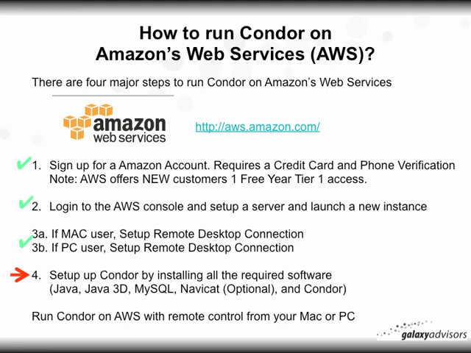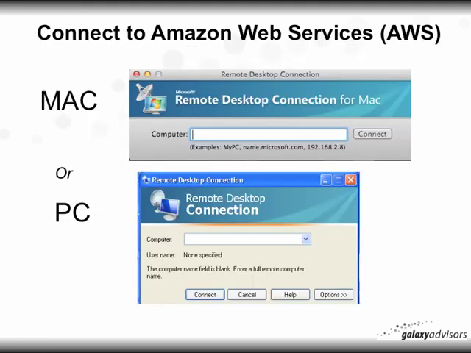If you're a Mac user, you set up remote desktop connection, or if you're a PC user, you've done the same. And finally, we're here at step 4 of 4, the last lap, to set up Condor by installing all the required software: Java, Java 3D, MySQL server, Navicat, which is optional, and Condor itself. After step 4 is done, you'll be able to run Condor on Amazon Web Services with remote control from your Mac or your PC.